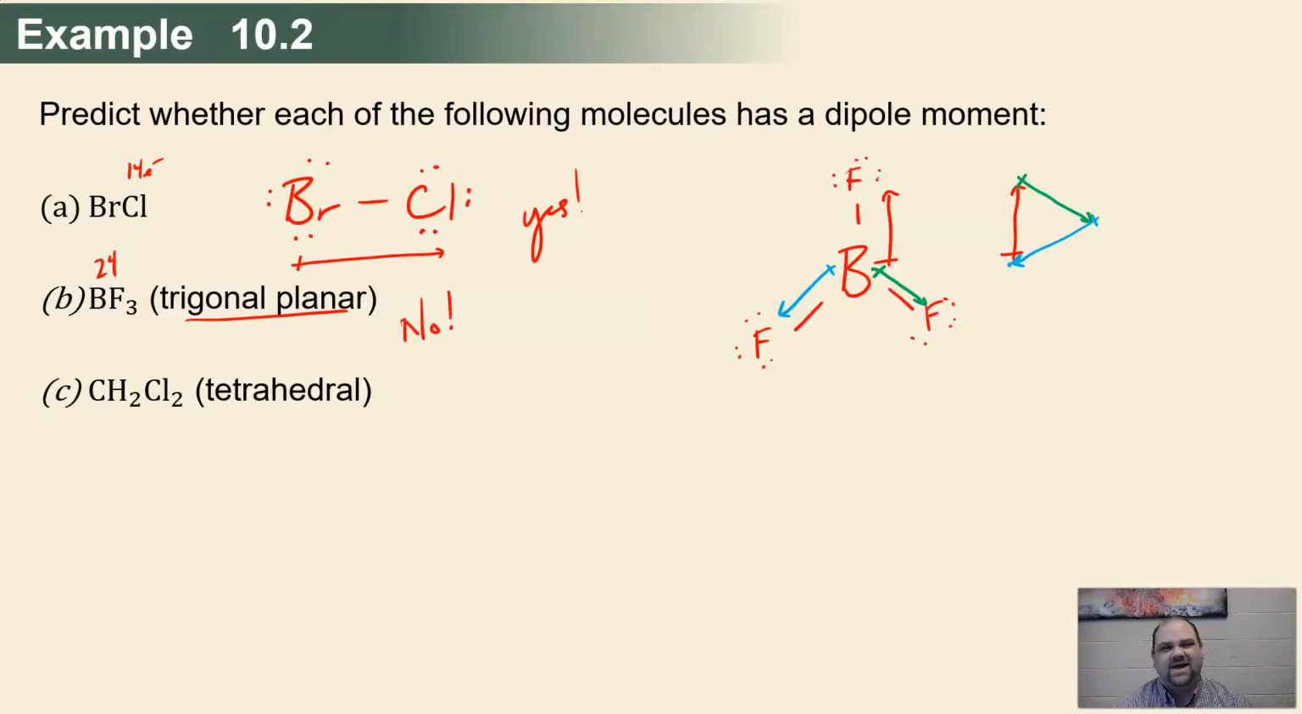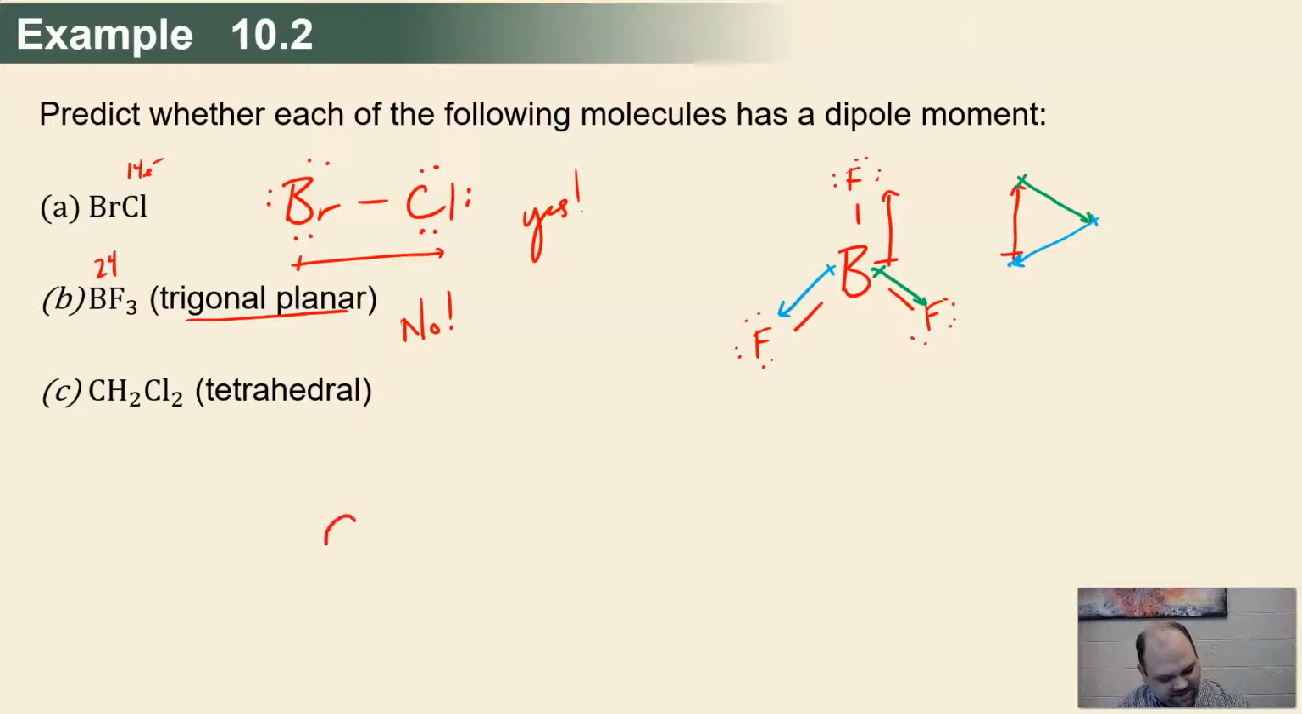From our previous slide, it satisfies all of those rules. It has no lone pairs. The bonds are polar, but all the bonds are equivalent, and so they all cancel each other out. Right? And so BF3 does not have a dipole moment.